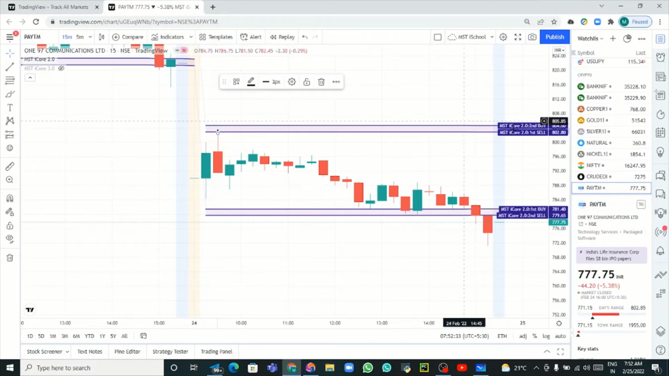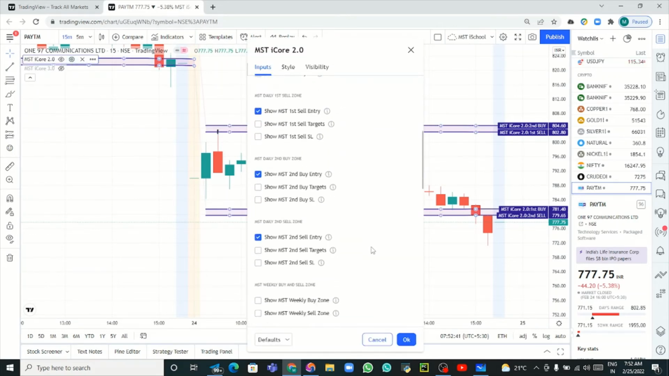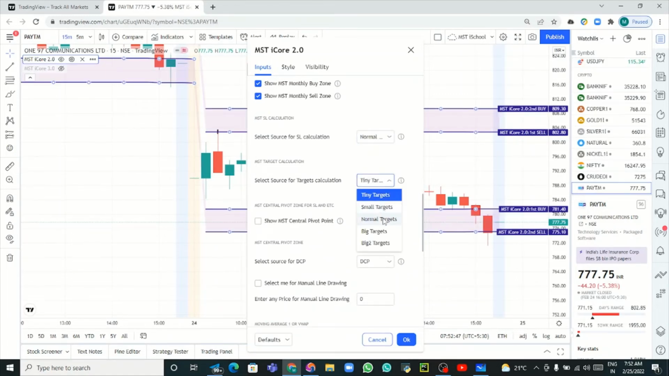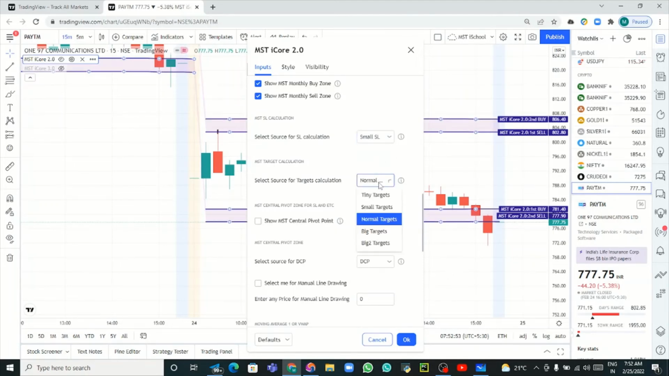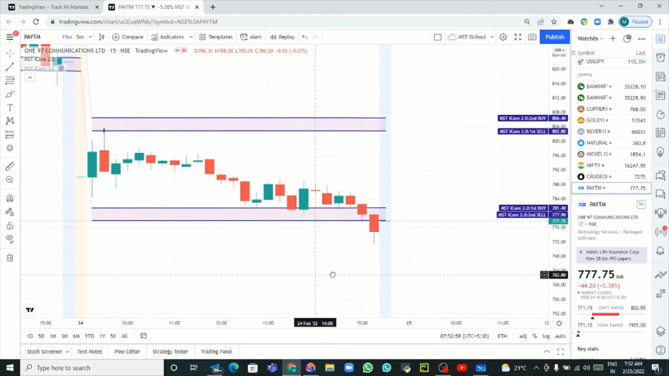Now see here, since it is a 3-digit stock, we should not keep a tiny SL. Those techniques we will teach you when you join us. You can keep normal SL and normal target. If you are worried about keeping normal SL and targets, at least keep a small SL so that you will avoid frequent SL hits in a volatile market.